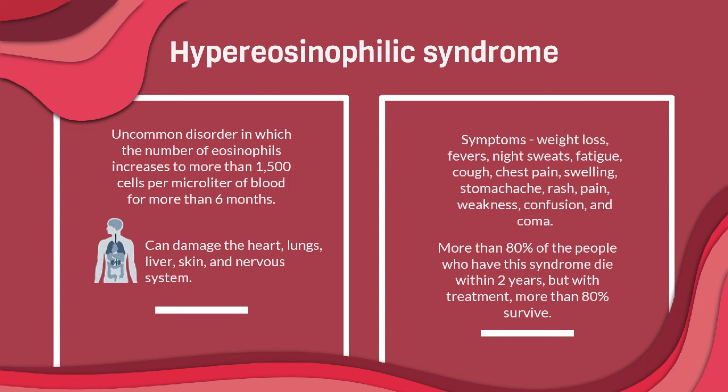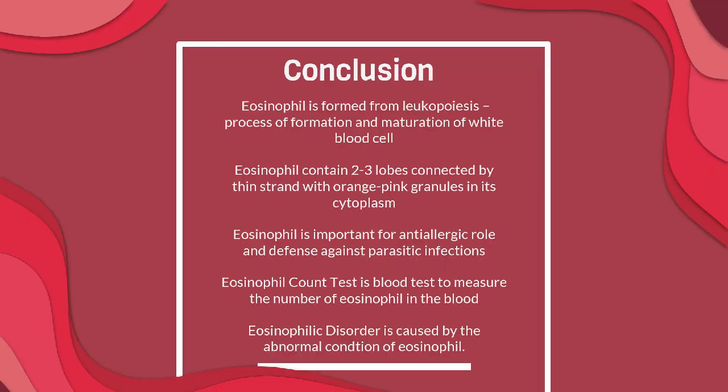Without treatment, generally more than 80% of the people who have this syndrome die within 2 years, but with treatment, more than 80% survive. Heart damage is the principal cause of death. For the conclusion, eosinophils are formed from leukopoiesis, which is the process of formation and maturation of white blood cells. Eosinophils contain about 2 to 3 loops connected by thin strands with orange to pink granules in the cytoplasm. Eosinophils are important for the anti-allergic role and defense against parasitic infections.